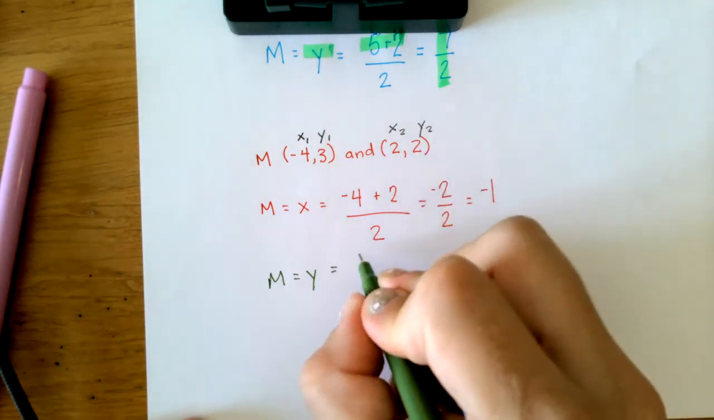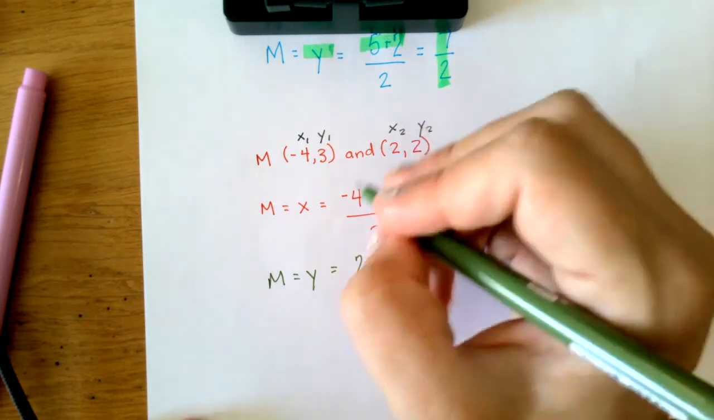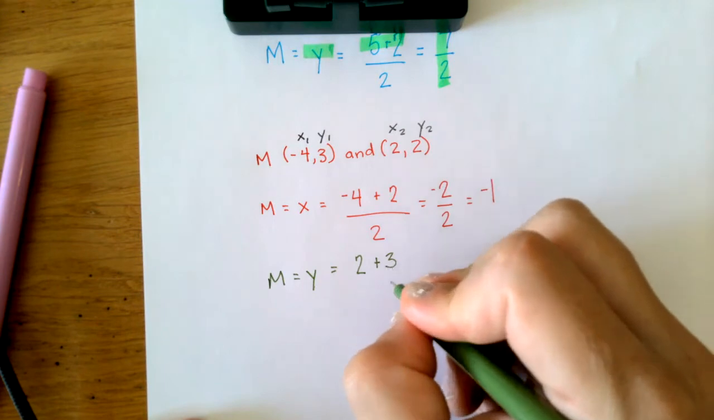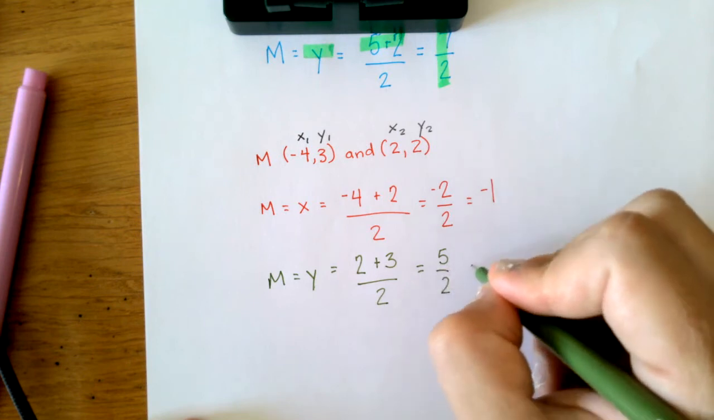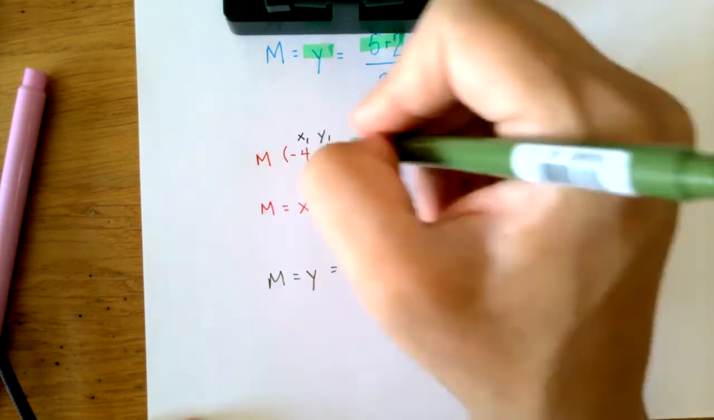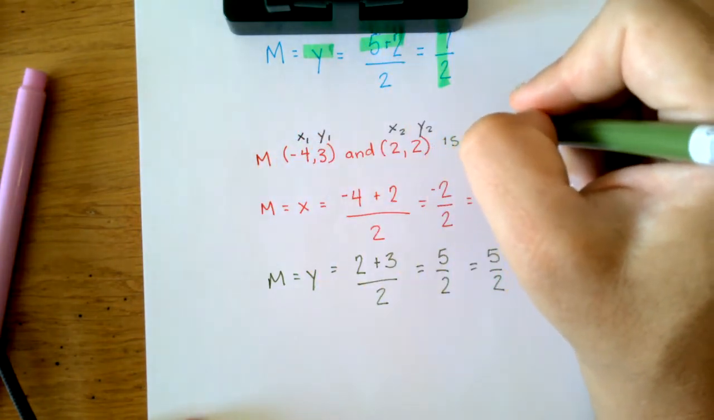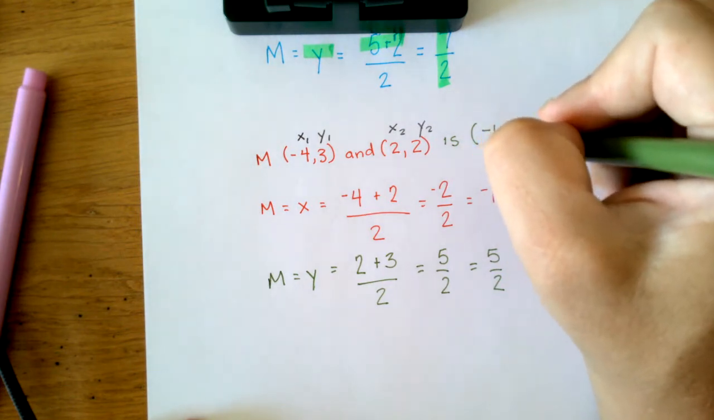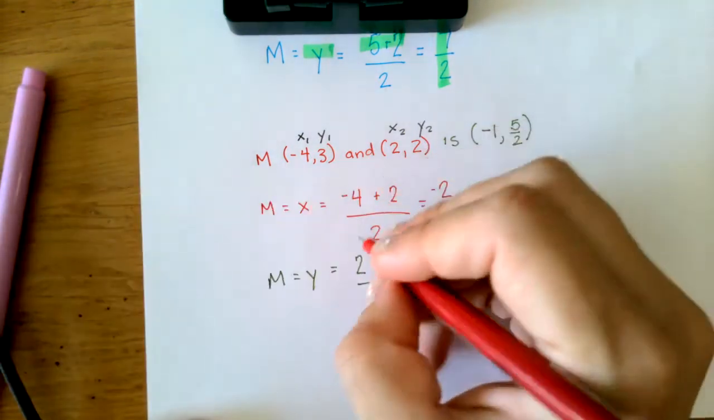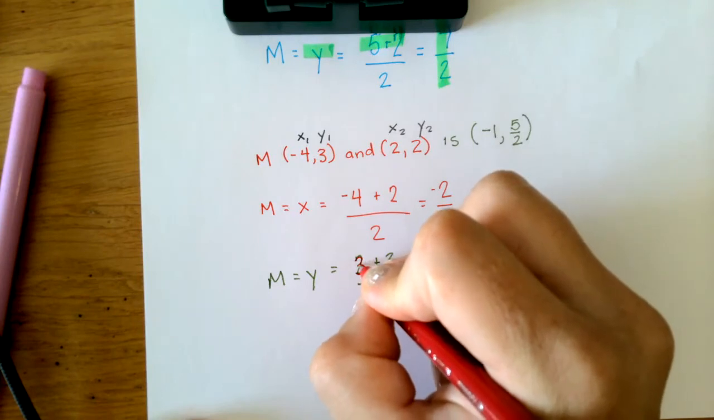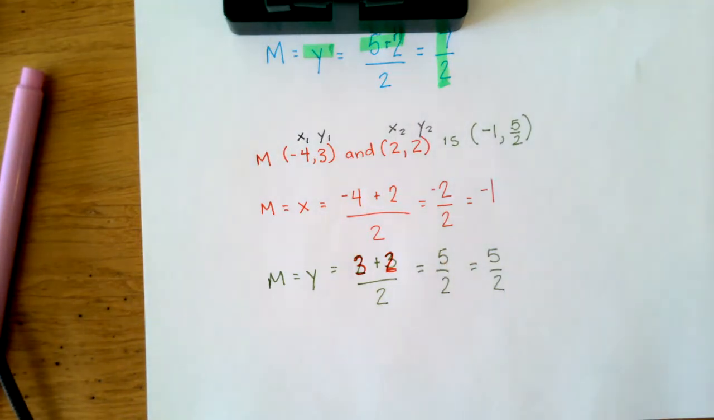Y will be y2. I don't know why I start with y2, sorry, that's confusing. Y2 plus y1, or you can switch them because it's addition, over 2, which is 5 over 2. So the midpoint of -4, 3 and 2, 2 is -1, 5/2, right? And this should actually be a 3. And this should be the 2, because getting them out of order is not a good habit to get into.